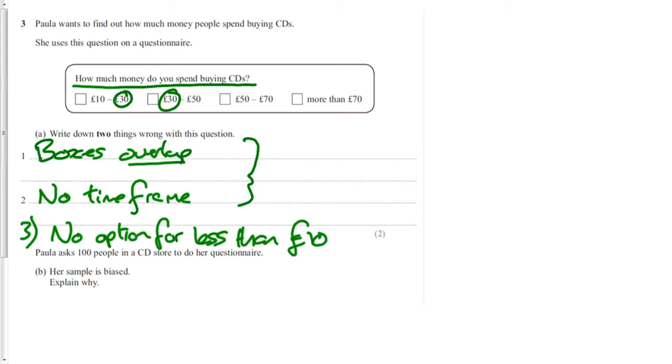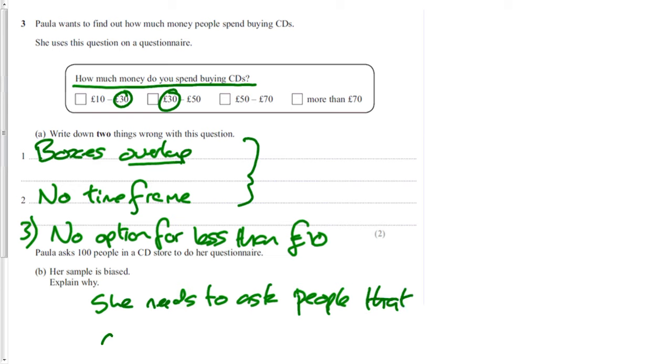So, to explain why a sample is biased, she needs to ask people that aren't in a CD store. So somehow you've got to make this point. You don't need to use those words, but you need to say that if people are in a CD store, they're there to buy CDs, so they're going to be biased.